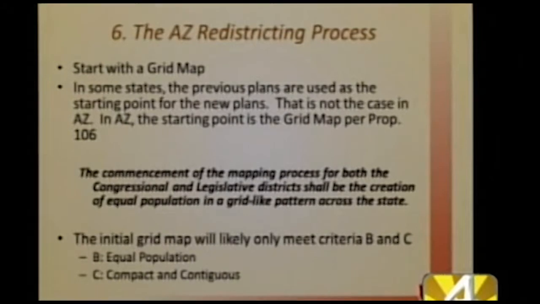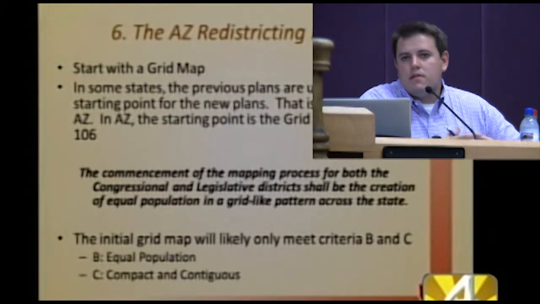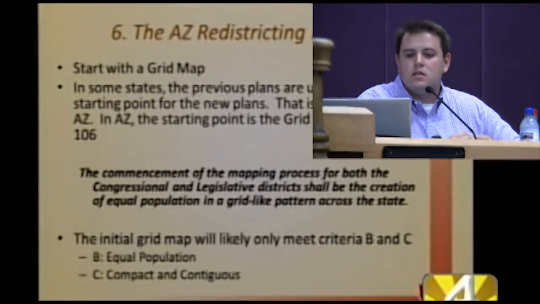Again, the steps in the redistricting process here in Arizona. This is the first step. It's not listed here, but soliciting public input for criteria to be used in drawing the new maps is really the first step. After that, it's required that we start with a grid map. You can think of a grid map as simply the most checkerboard-looking map possible. In some states, you start with previous plans. However, in Arizona, this is not the case. Proposition 106 specifically states that you cannot start with the previous plan. You need to start with a grid map.